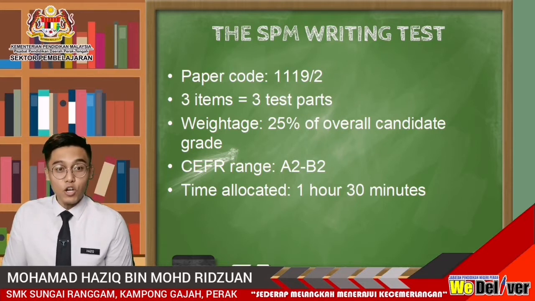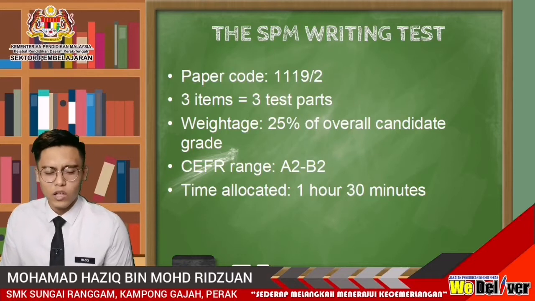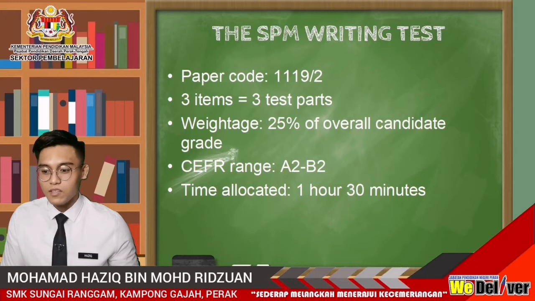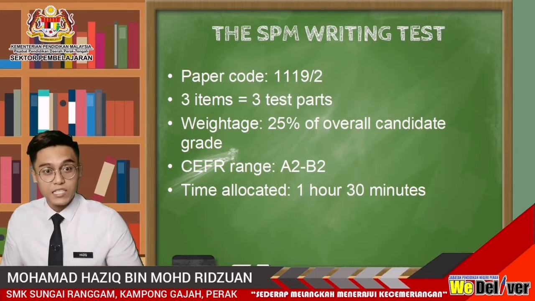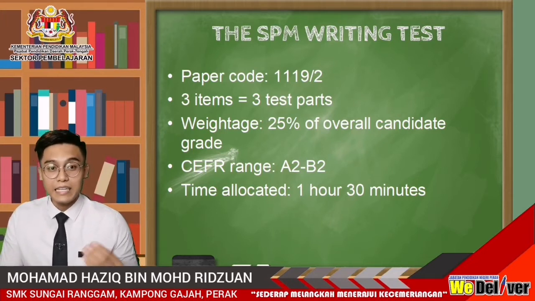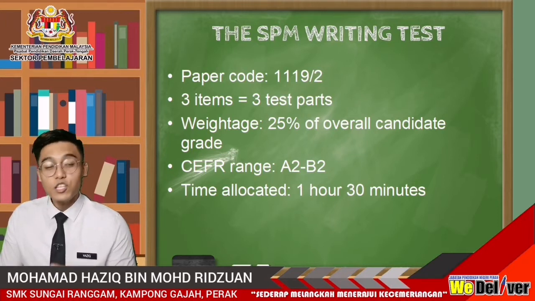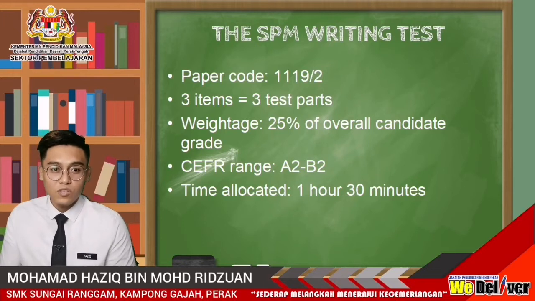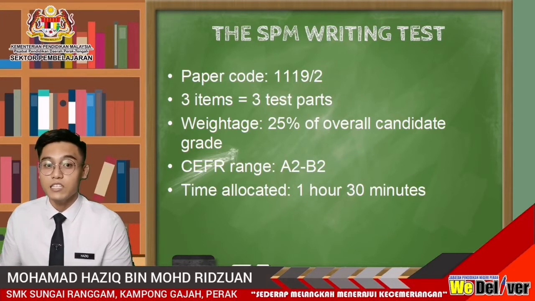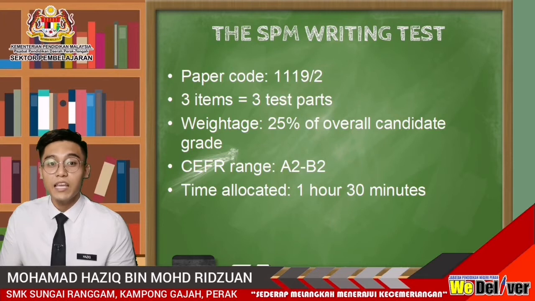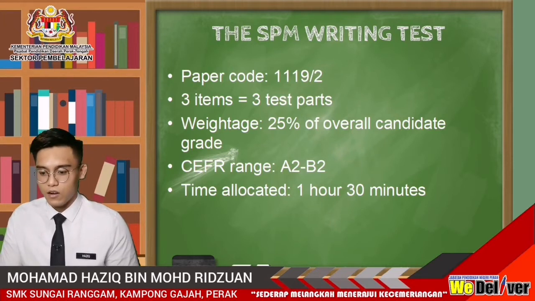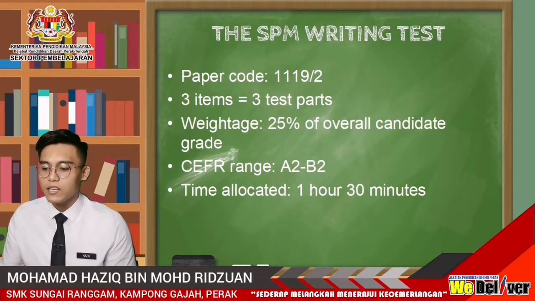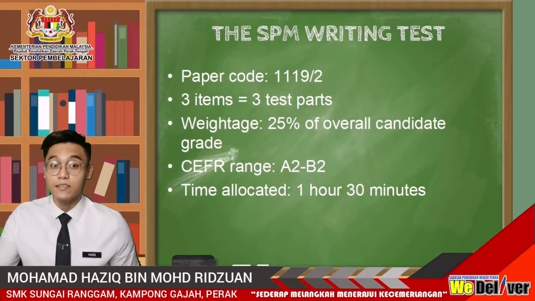Okay, the paper code will be 1119/2. It's actually the same as before, but now we have 3 sections all together that you will be tested on. Okay, the weightage mark is 25% of overall candidate grade. So meaning to say here, the remaining 75% will come from speaking, reading, and also listening. Alright, the CEFR range is from A2 to B2 and the time allocated for this paper is 1 hour and 30 minutes.